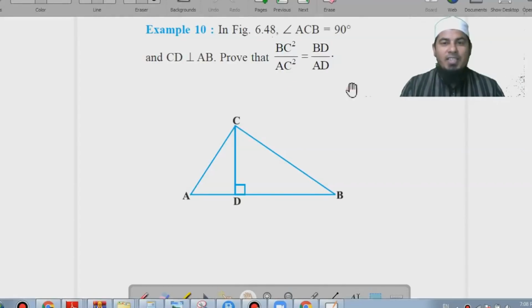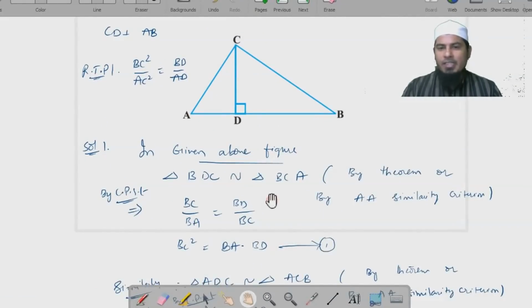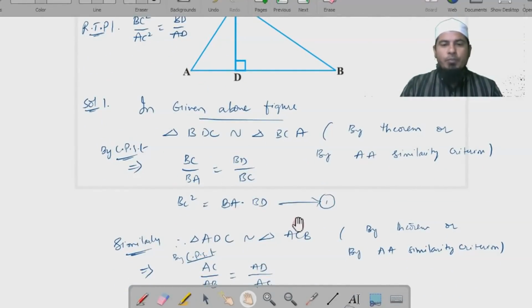Let us see the written part. We need to prove BC square by AC square is equal to BD by AD. In the figure, we want to make BC square from CPST. So we take triangle BDC and triangle BCA, and these two triangles are similar, either by the theorem or you can prove it by a similarity criterion. Then by CPST, BC corresponding side is BA divided by BC, and BD divided by BC. Corresponding sides will be in the same ratio. Cross multiplication gives BC square is equal to BA times BD.